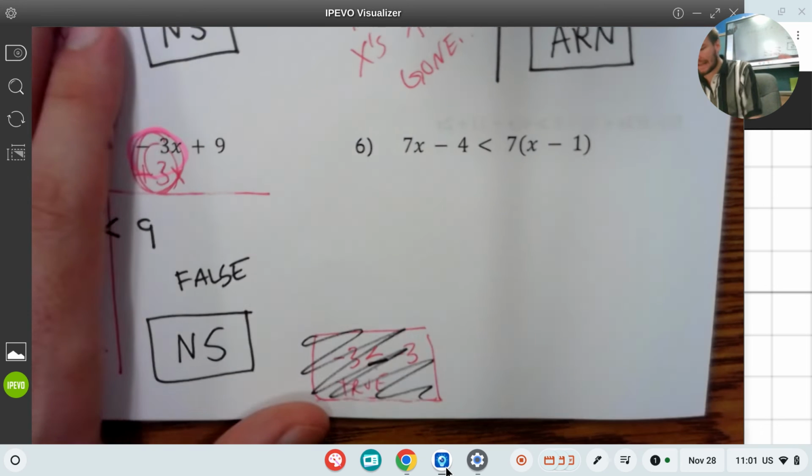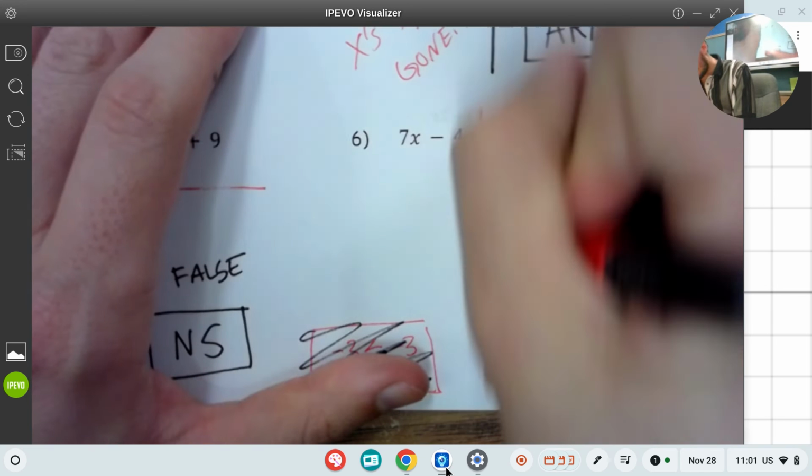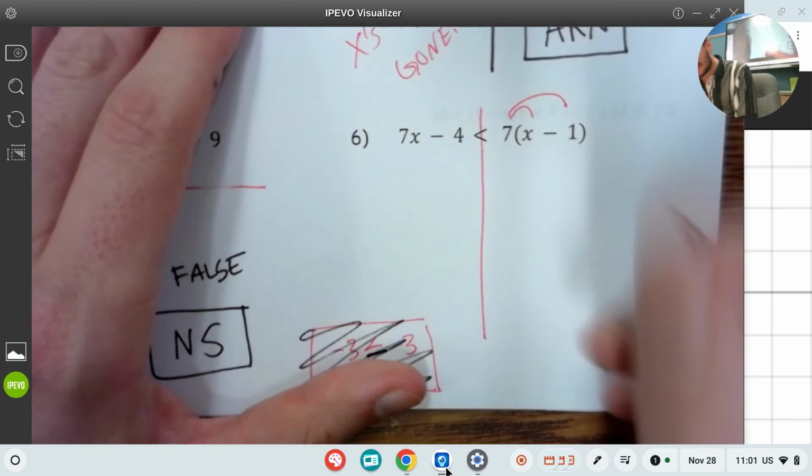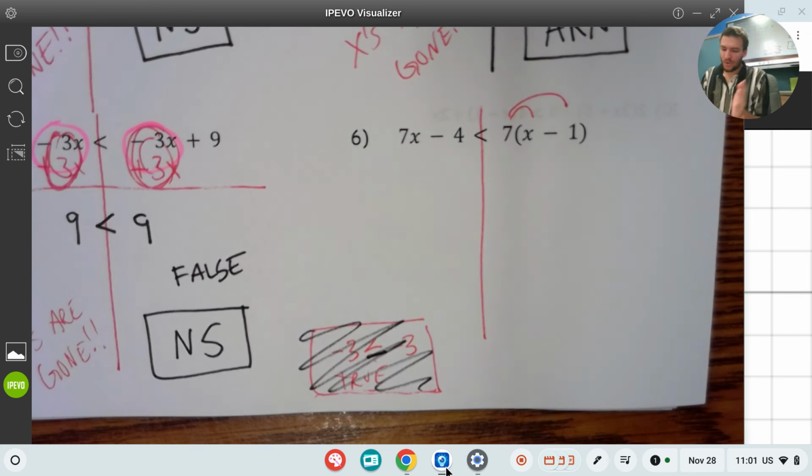All right, last question left. Line down the middle, distribute your 7. I'll give you a 60-second head start. Can you figure out number 6? Can you determine if it's an ARN, if it's an NS? Can you write it down? Number 6, you want to write anything?